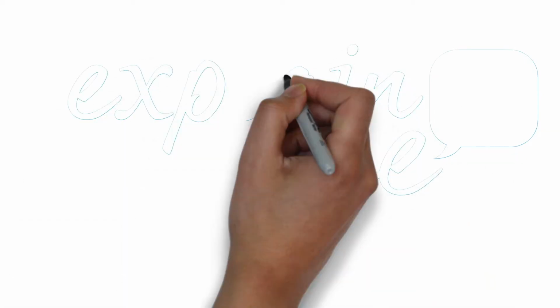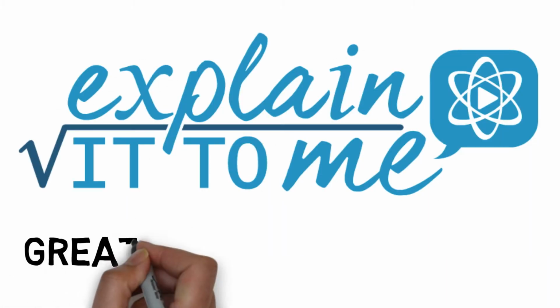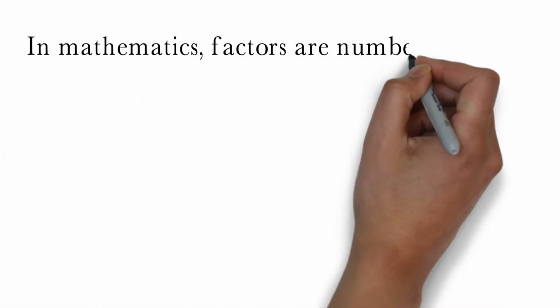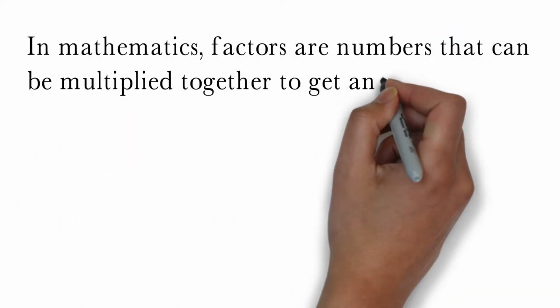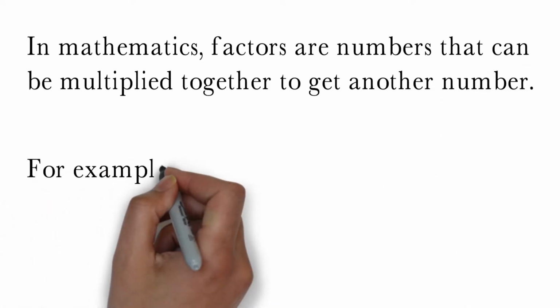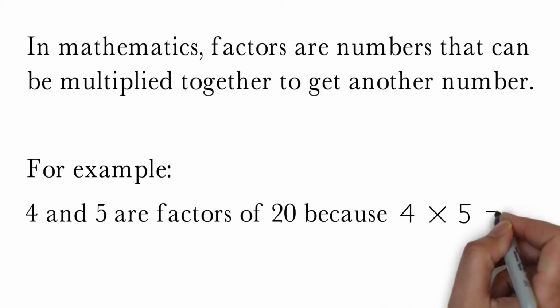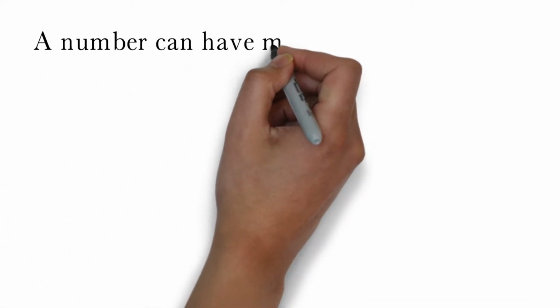In this video, we will learn about the process of factoring by using the greatest common factor. In mathematics, factors are numbers that can be multiplied together to get another number. For example, 4 and 5 are factors of 20 because 4 times 5 equals 20. A number can have many factors.